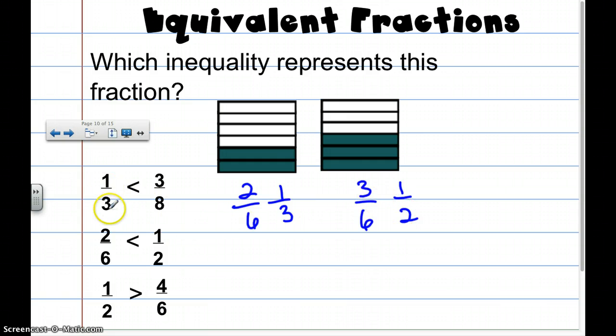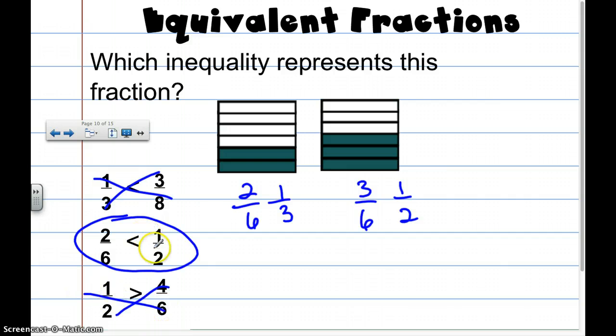Now I can see 1/3 is greater than 3/8? No, because there's no eighths. 2/6 is less than... 1/3 is less than 3/8. 2/6 is less than 1/2. Well, 2/6, 1/2, less than. That's a maybe. 1/2 is greater than 4/6? Well, there's not 4/6. So the answer is 2/6 is less than 1/2, and that's because I had to find the equivalent fractions before I could compare them.